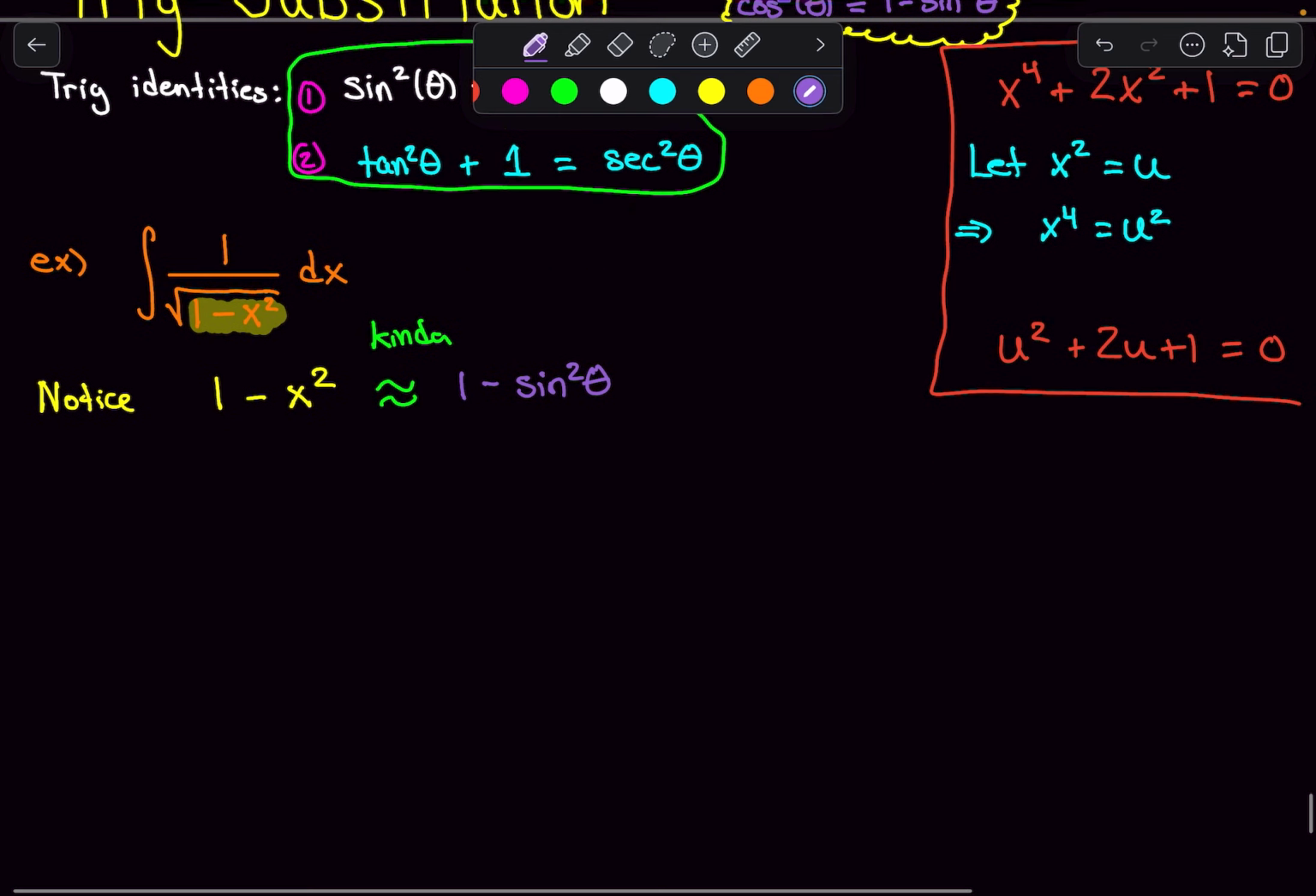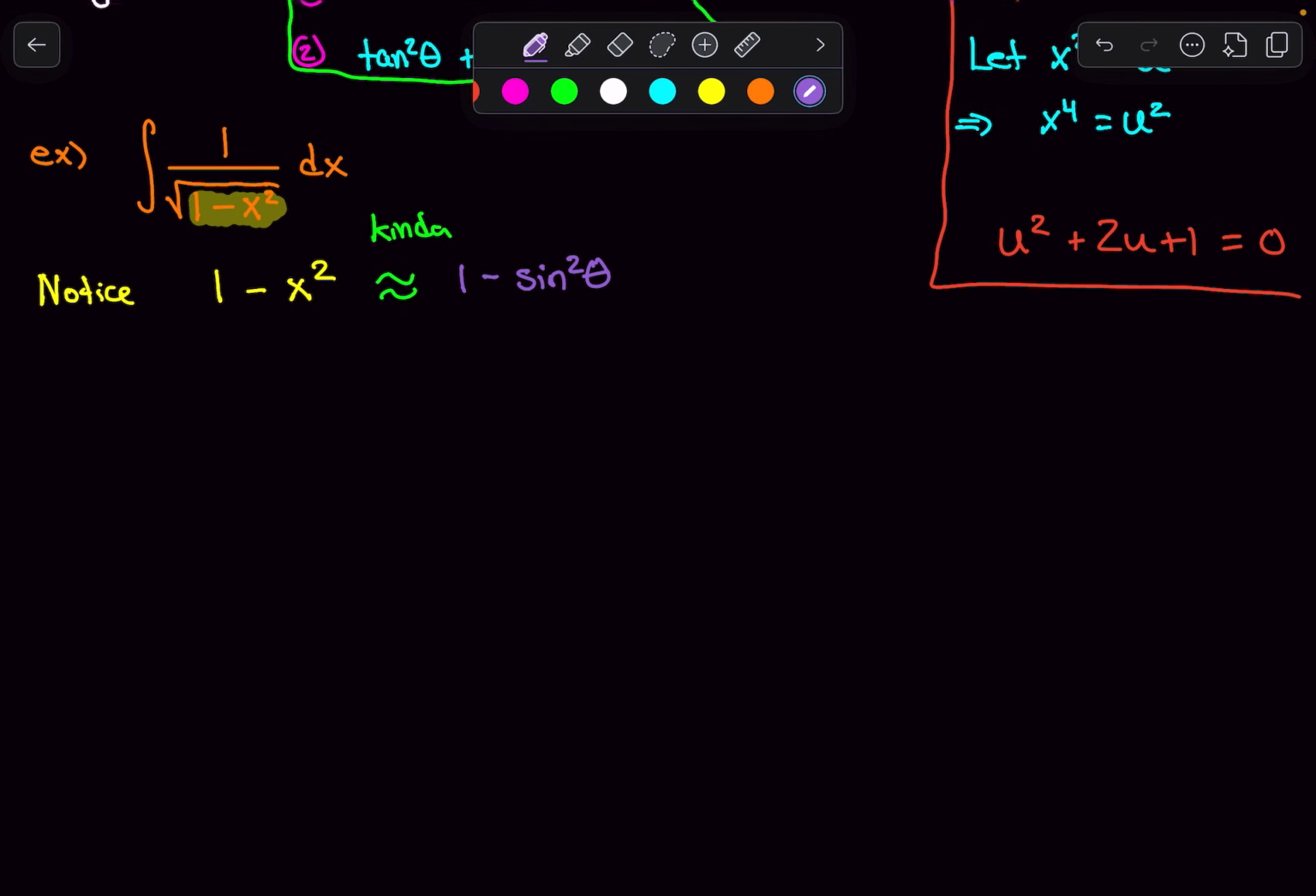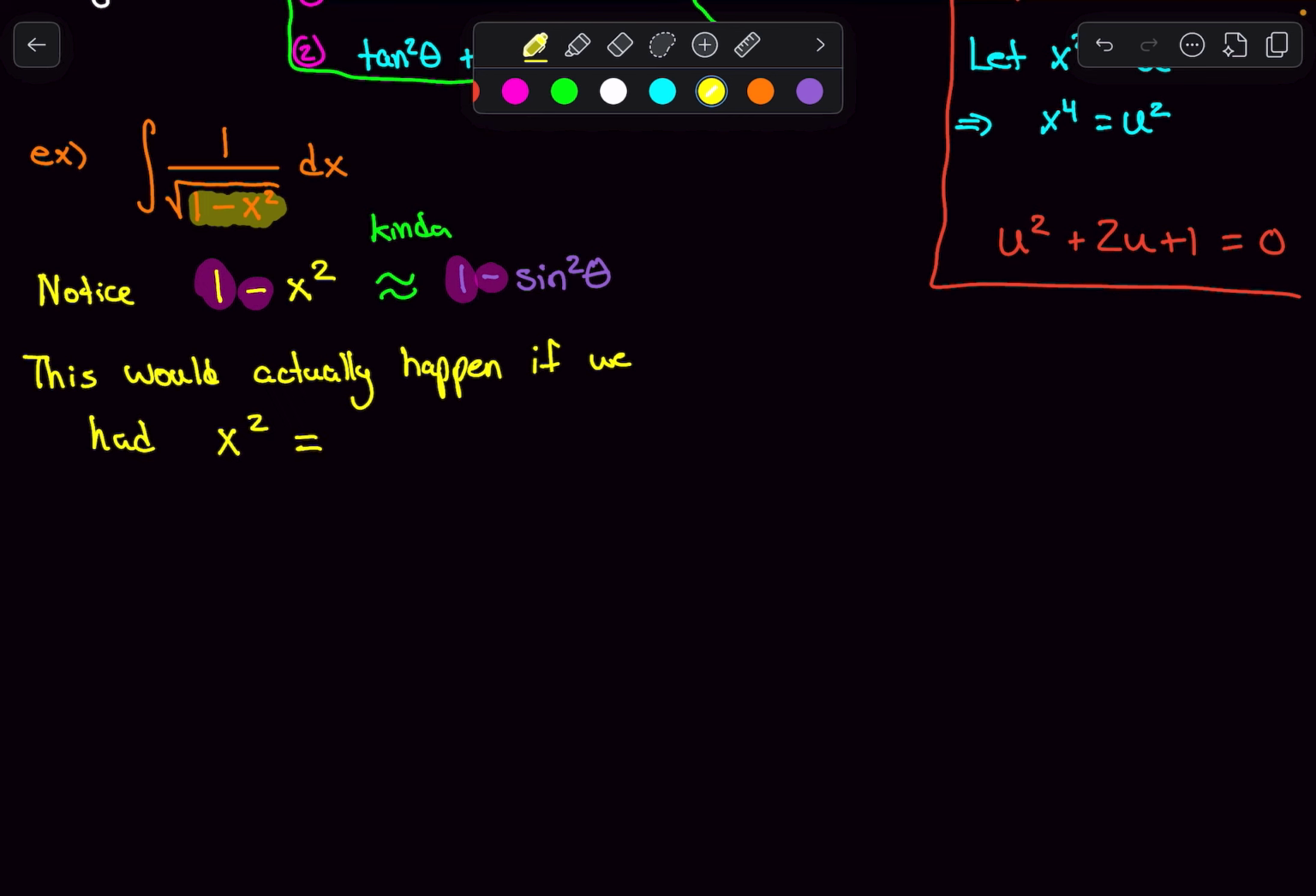And I just want to roll with this for a moment. We're going to notice that this part matches, that part already matches, and the minus sign here matches. It wouldn't just kind of look like this, but this would actually happen if we had x squared equal to sine squared of theta, right? If we made this particular choice.